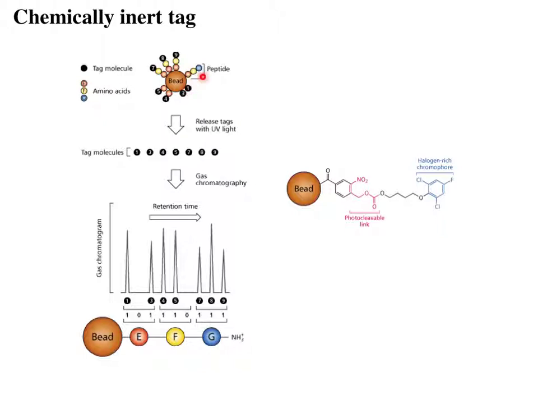And so as you're generating your polypeptide, you're adding specific tag molecules to your bead based on your tag. And then when you release it with UV light, you're going to just get your tag molecules that you can put under GC, and then you can look at their retention times, and based on their retention times, identify whether the tags represent this amino acid or that amino acid or that amino acid.